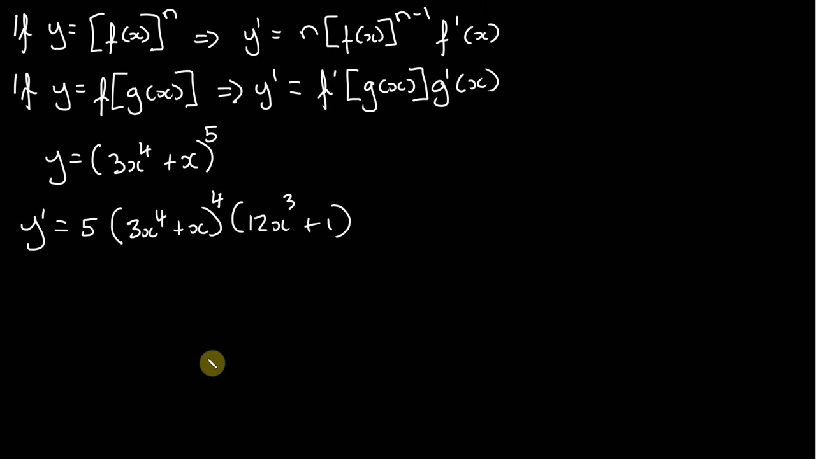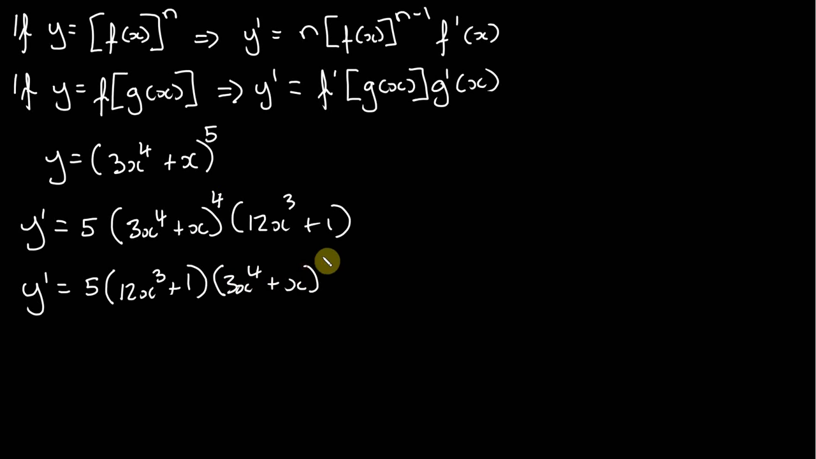Now, another way to think about it, and this is how I personally like to think about it: when I'm given a very simple function like this and I have to take the derivative, I would say y prime equals, I bring down my power, 5, in front, and then I multiply that by the derivative of everything inside the brackets. So it'd be 12x cubed, as we found here, plus 1. And then I would set the original function to the n minus 1 power at the back. So it would be 3x to the power of 4 plus x, to the power of 4.